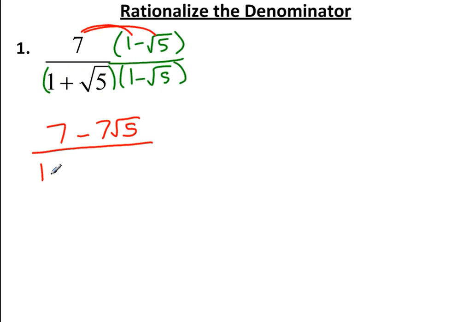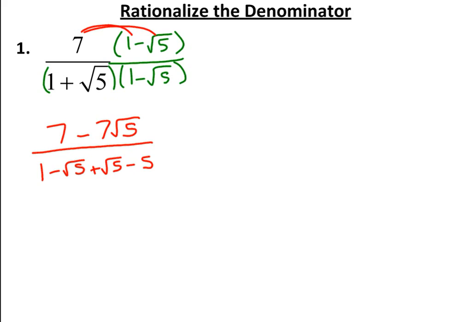So 1 times negative root 5 is negative root 5. Root 5 times 1 is a positive root 5. And root 5 times root 5 is the square root of 25, which is just positive 5. Oh, I'm sorry, it should be a negative because it was a negative square root. Put a little negative in there because it's a positive times a negative.